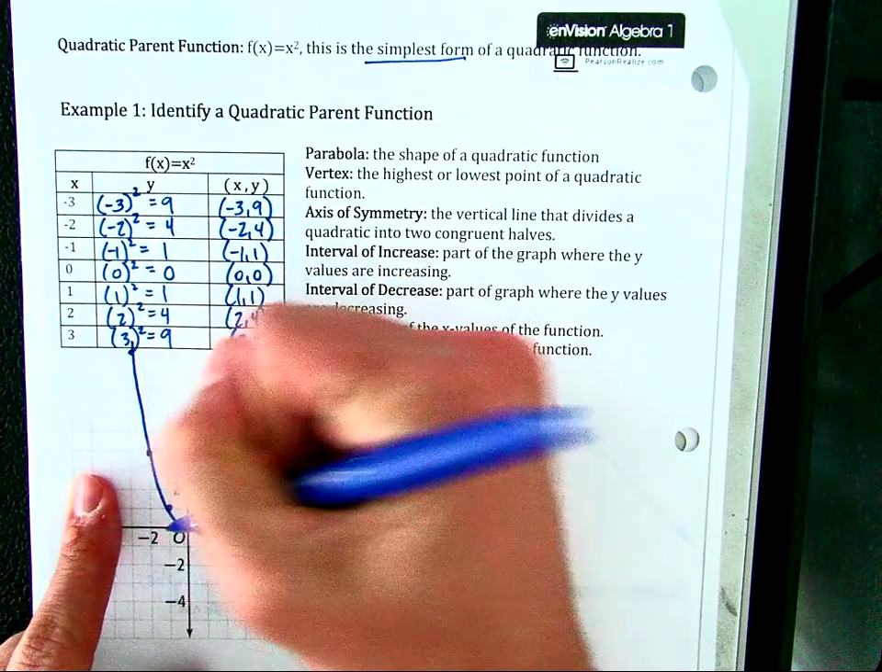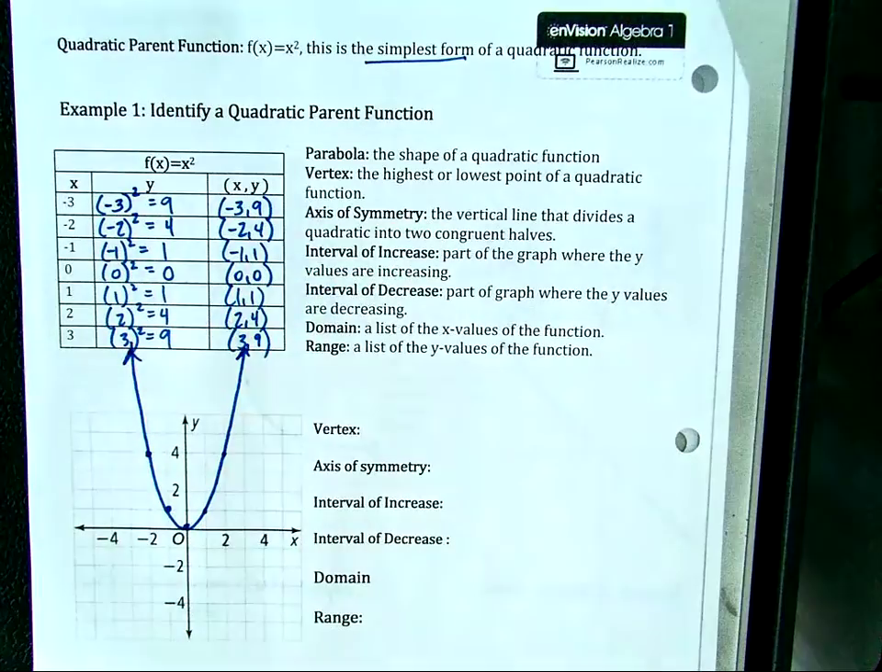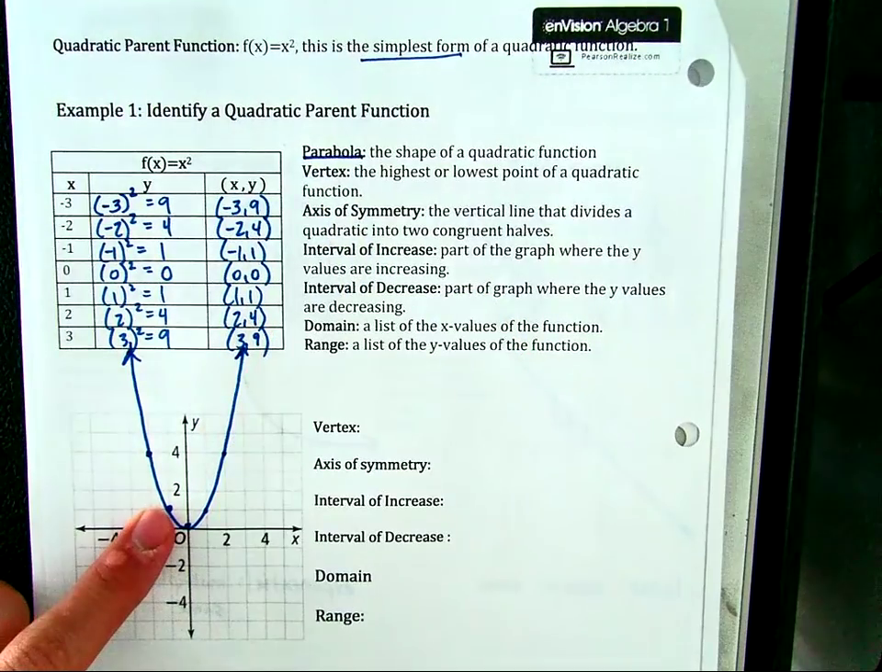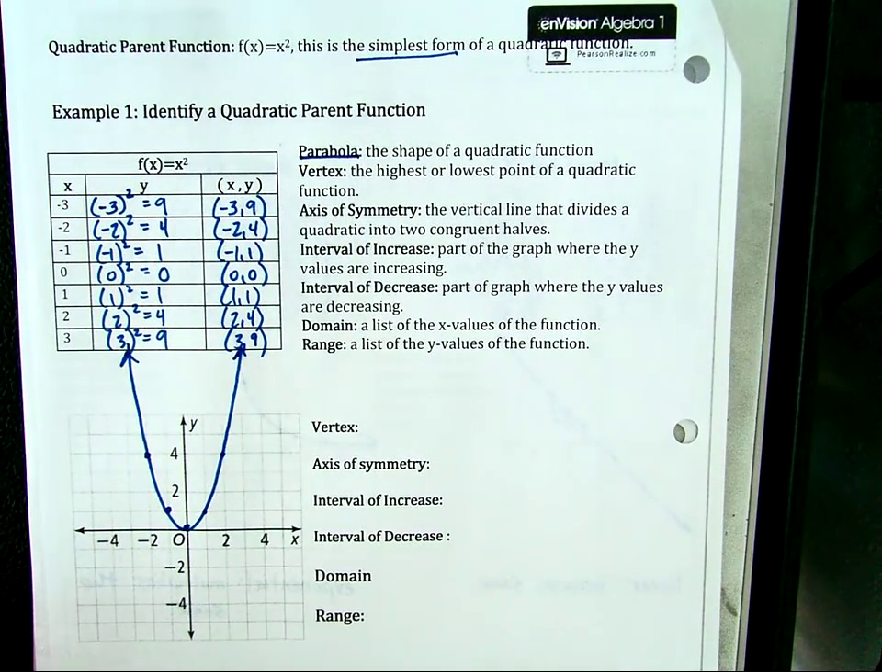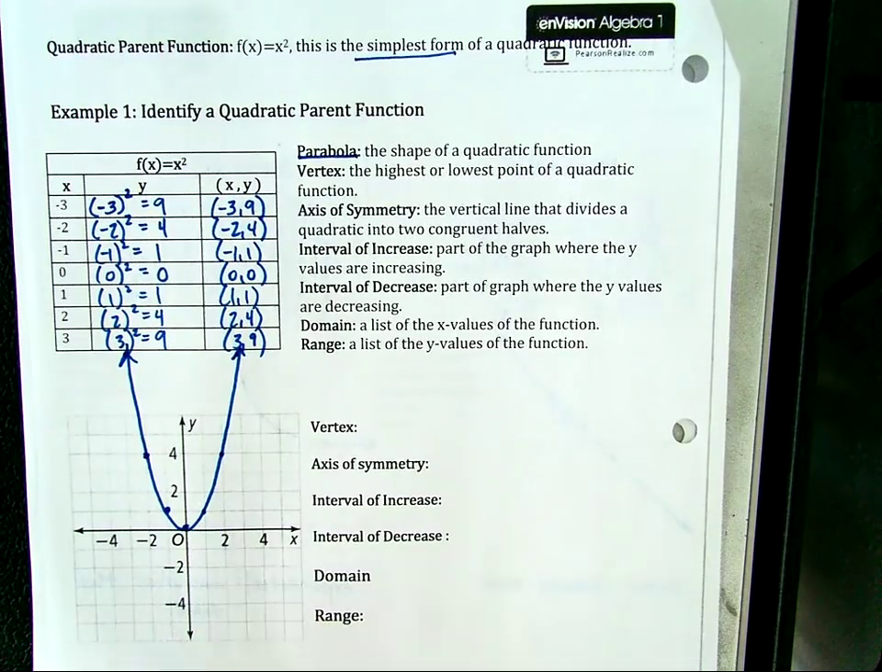So this right here is going to be the shape that quadratics take. It looks like a U shape. This shape is what we call a parabola. A parabola is the shape of a quadratic function. Anytime you have a quadratic with a degree 2, it's going to look something similar to this, like a U shape.